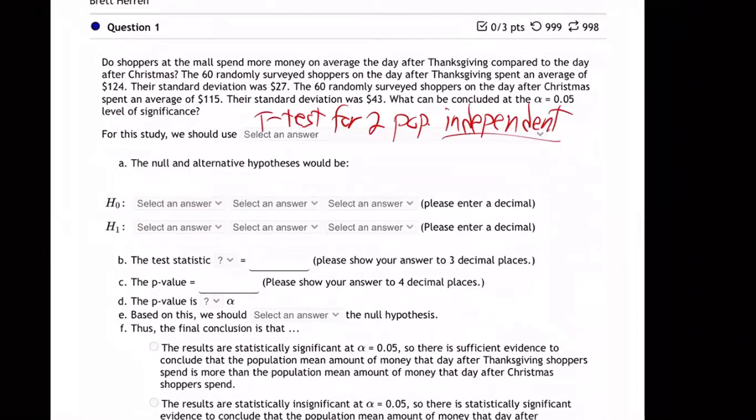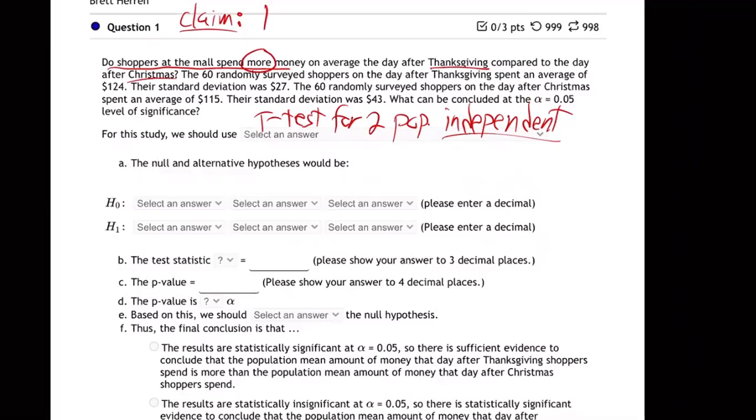All right, so what's being claimed? Let's write the claim up here. Do shoppers at the mall spend more, mine says more. You might have an equal amount or less or something like that. Mine says more on Thanksgiving compared to Christmas.